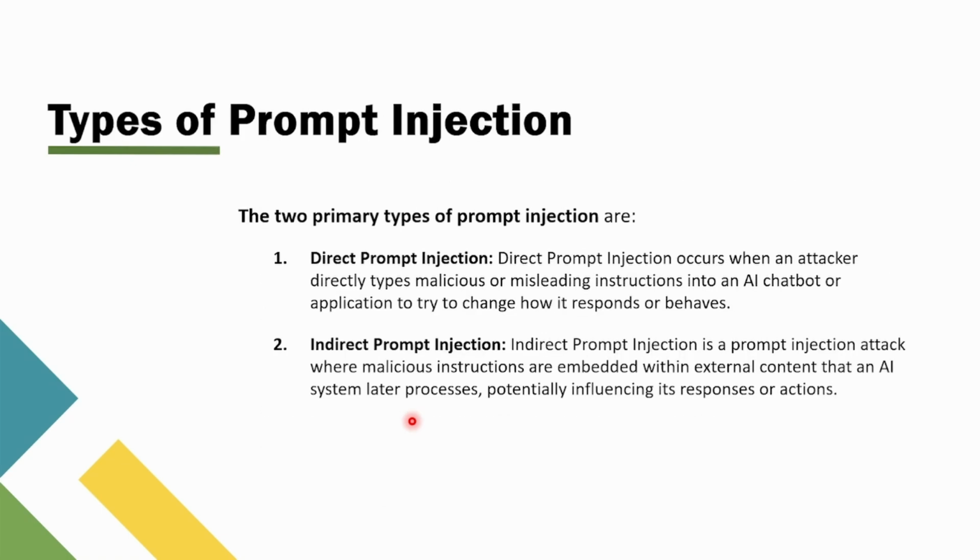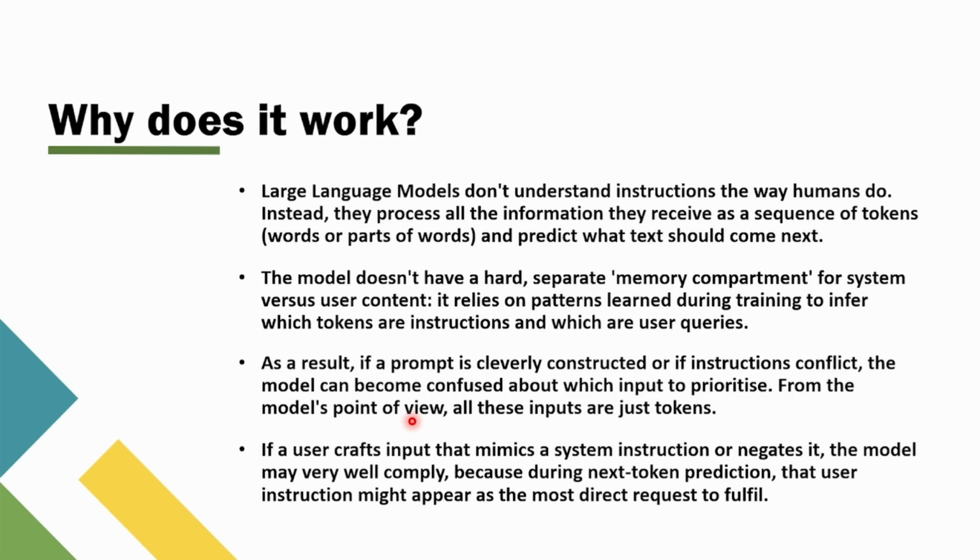Now let's see what the different kinds of prompt injections are. The first one is direct prompt injection and the second one is indirect prompt injection. These are the two primary types of prompt injection, and in today's video we'll see direct prompt injection, and in the next video we'll see indirect prompt injection. Now, direct prompt injection occurs when an attacker directly types malicious or misleading instructions into an AI chatbot or application to try to change how it responds or behaves.